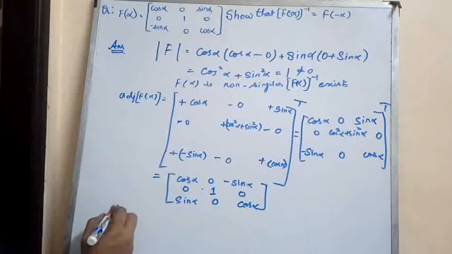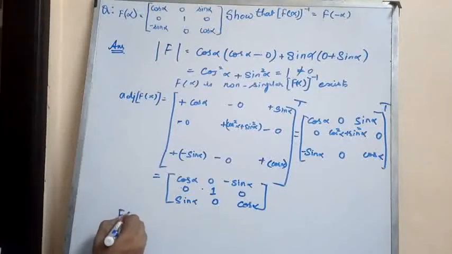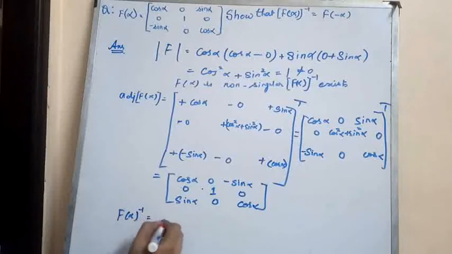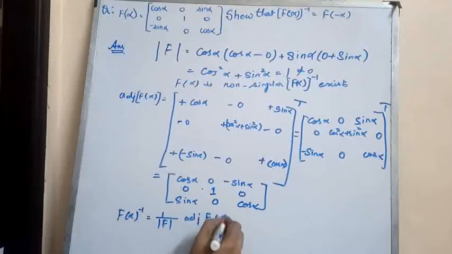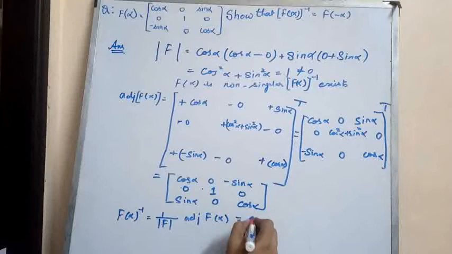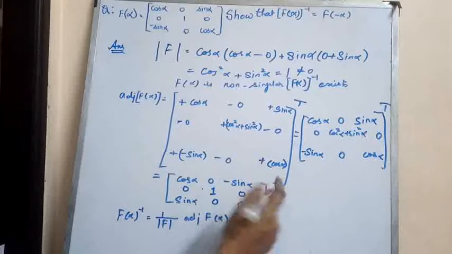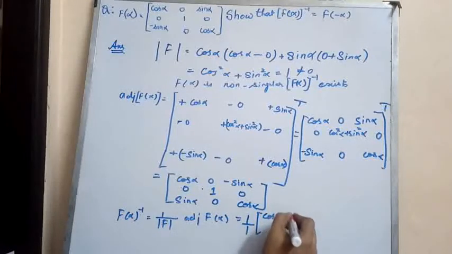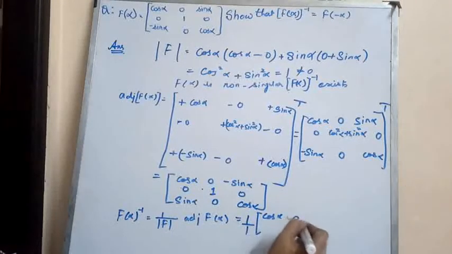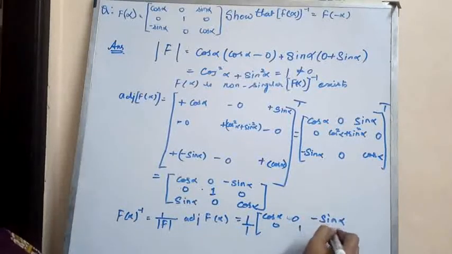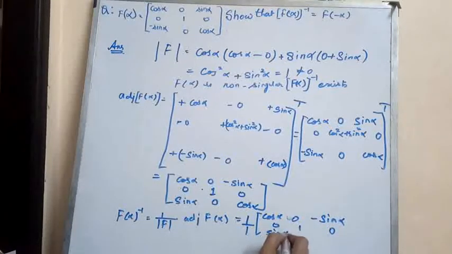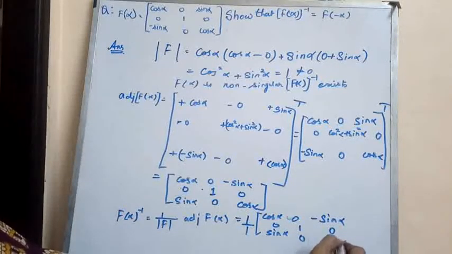So now we have to find f of alpha, the whole inverse. Which is 1 by determinant value of f into adjoint of f of alpha. So 1 by determinant of f is again 1. So into adjoint of f is cos alpha 0 minus sine alpha, here 0, 1, 0, sine alpha, 0, cos alpha.